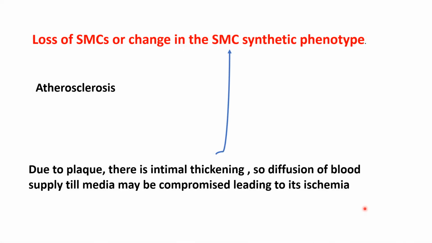The third factor that contributes to the weakening of the media of the artery is loss of smooth muscle cells. As we have seen, smooth muscle cells contribute a major part of the media of the arteries. So this happens primarily in atherosclerosis. So we know atherosclerotic plaque is just below the intima. And because the intima is so thickened, the blood that goes from the lumen to the media has to travel a long way. So the blood supply may be compromised, leading to ischemia of the media of the blood vessel. So as a result, there will be loss of smooth muscle cells, and that can cause weakening of the media of the artery, leading to aneurysm.